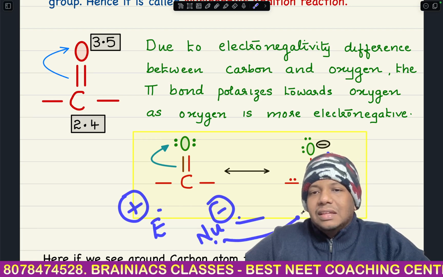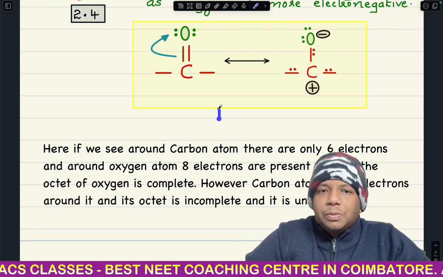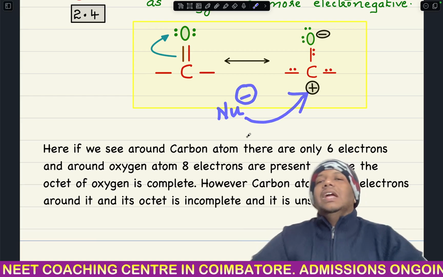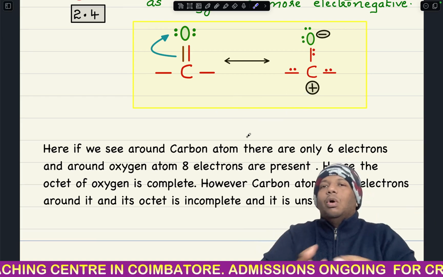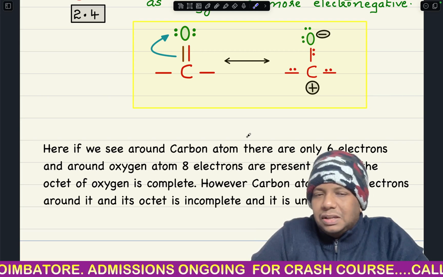I can easily say the nucleophile will move towards the positive charge. Who will move towards the positive charge? Surely the nucleophile. Why? In order to attain stability. Please understand, in chemistry, all reactions are happening fundamentally to make the system more stable.